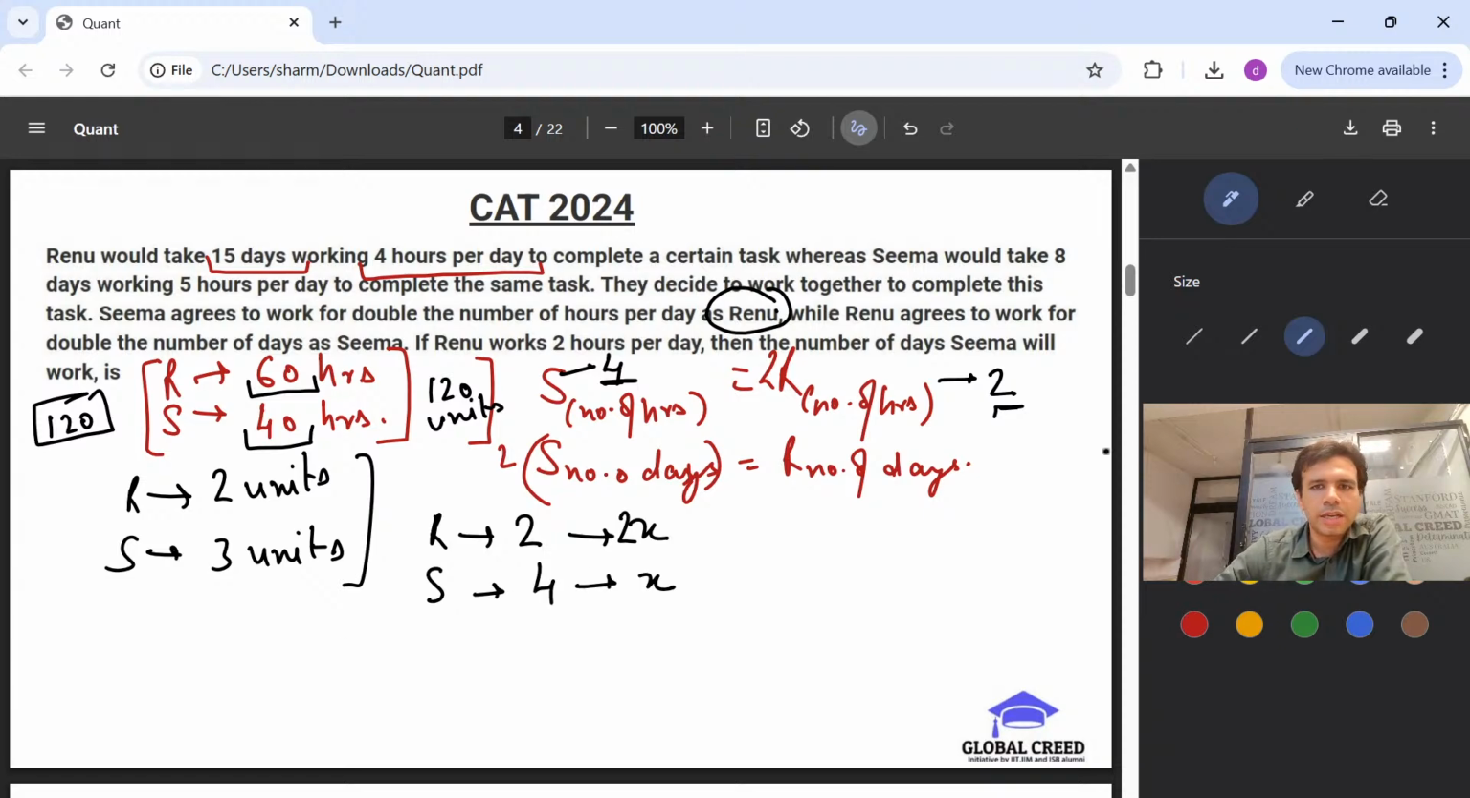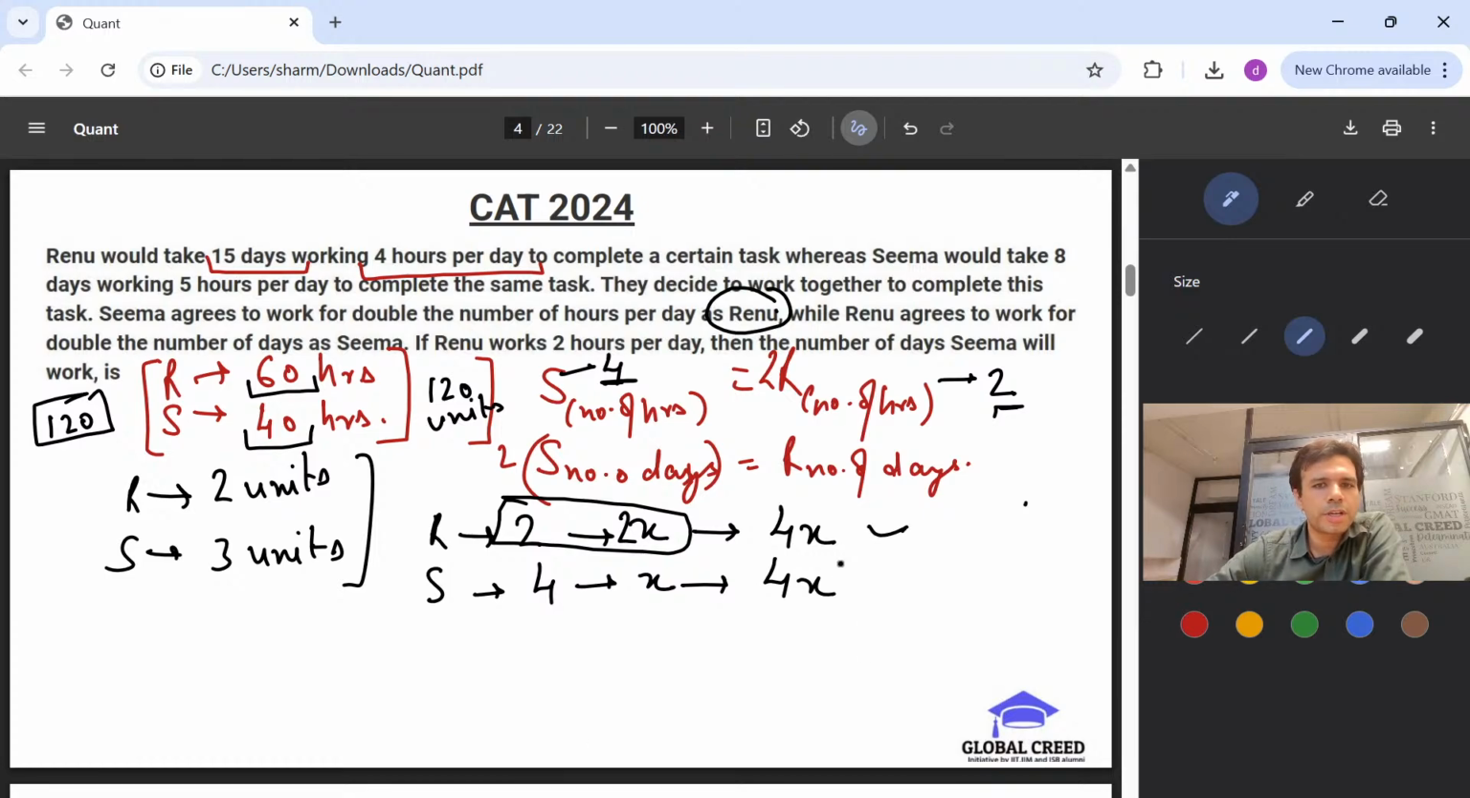So I could say कि अगर हम देखेंगे कि रोज वो कितना काम कर रहे हैं, so you will get कितने hours work हो रहा है. So Renu 2x days work करती है for 2 hours. So how much work would be completed by Renu? It would be 4x. सीमा कितना complete करेगी? Seema also completes the 4x work.